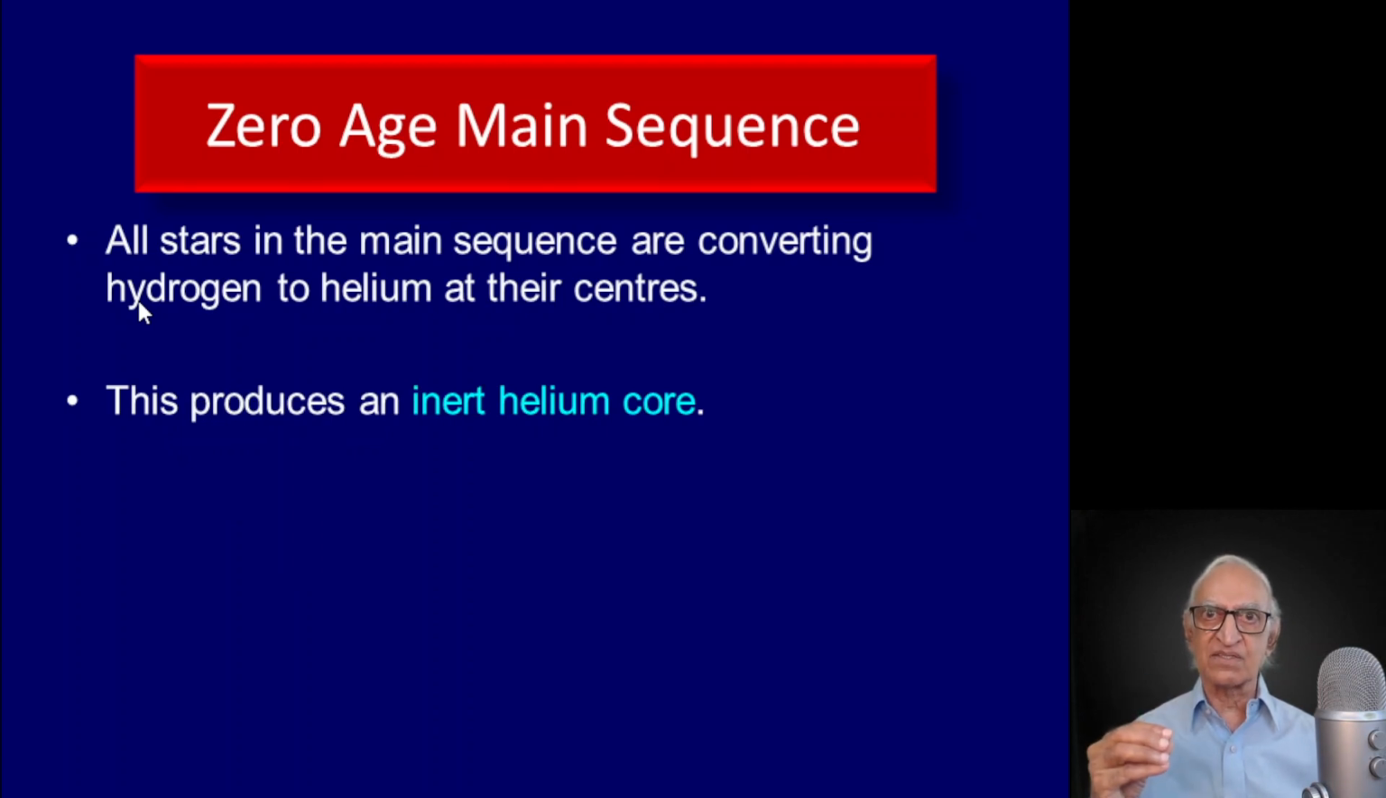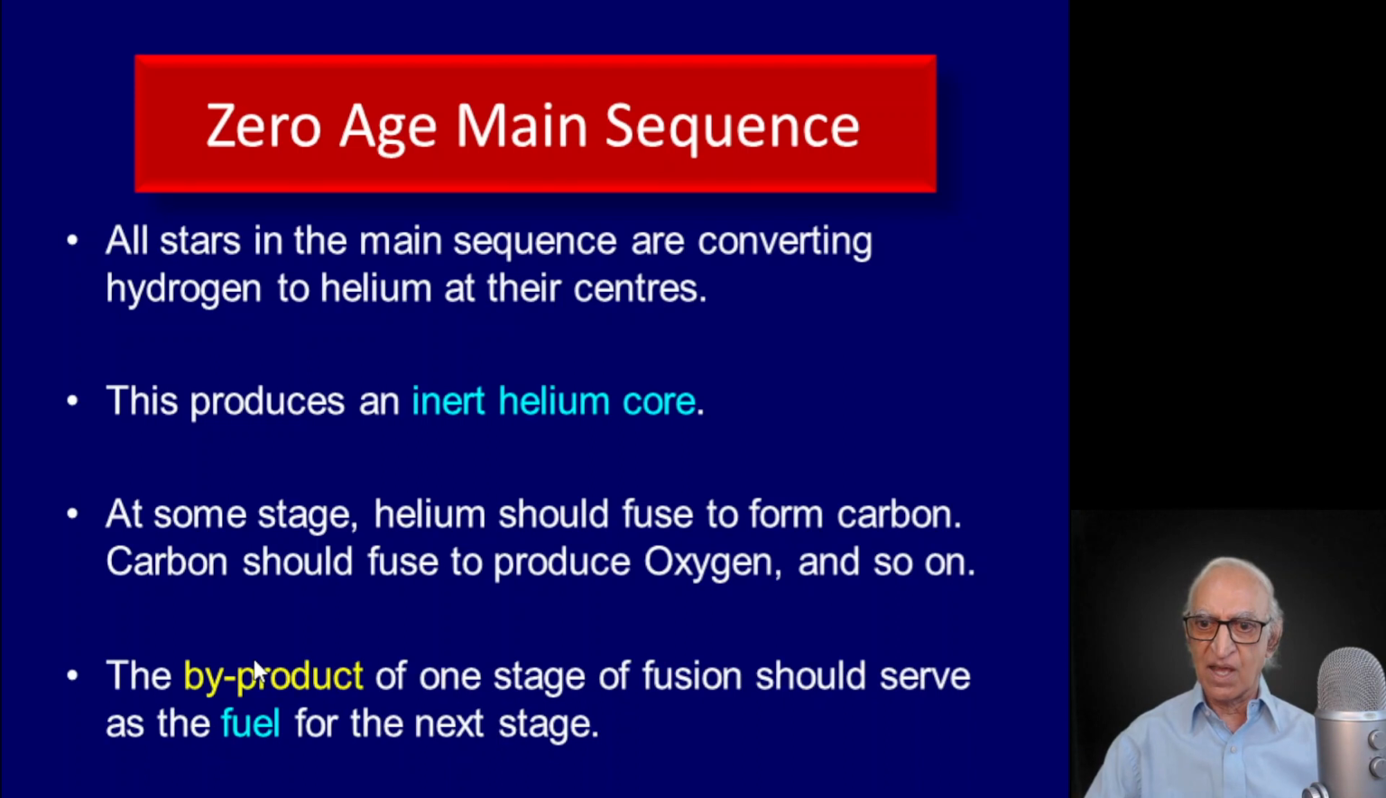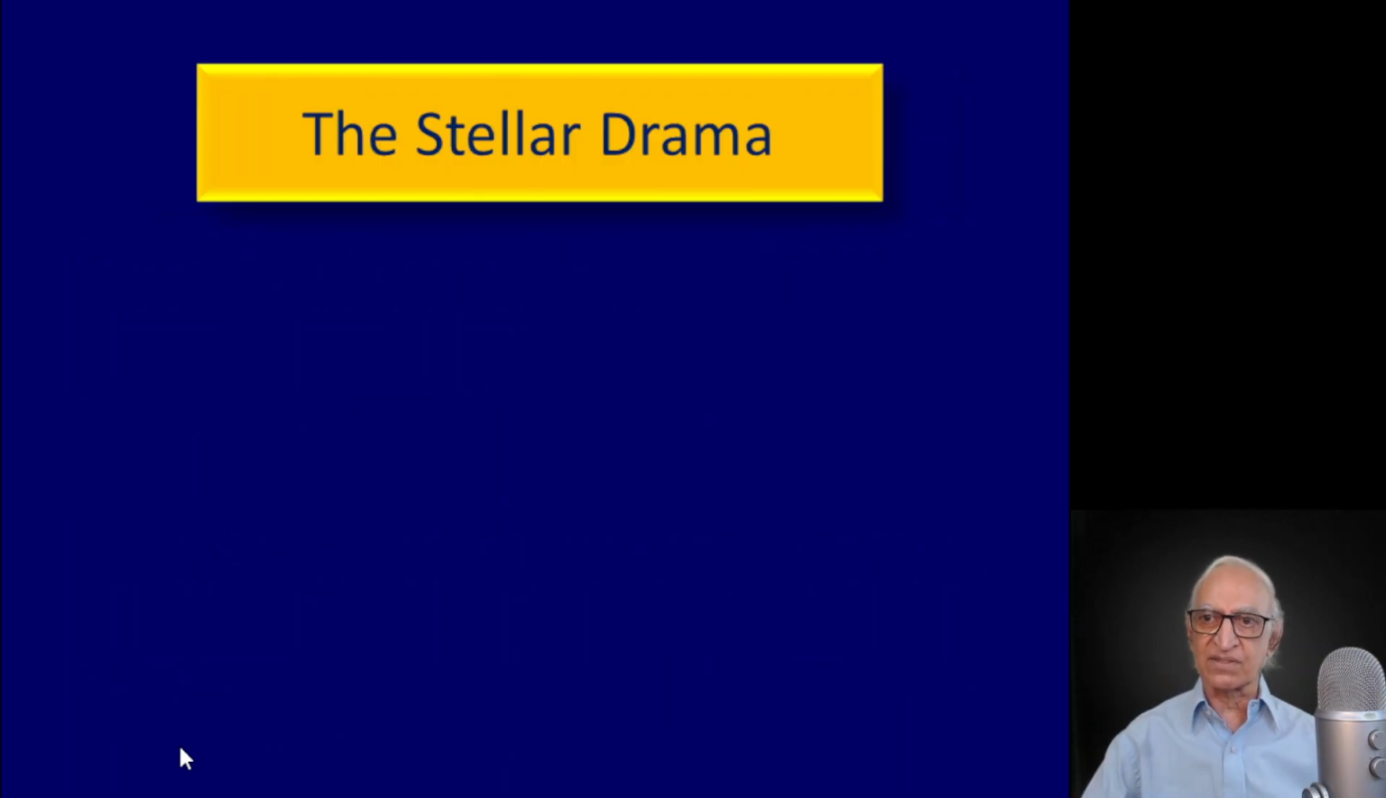Now, the result of this hydrogen fusion, or hydrogen burning as it is loosely called, is a helium core, and I shall argue that the helium core will be inert. In other words, it is not producing energy by fusing helium into heavier elements. At some stage, helium will fuse to form carbon, and then carbon will fuse to form heavier elements and so on. So the idea of the nuclear cycle is that the byproduct of one stage of fusion reaction should serve as the fuel for the next stage of nuclear reactions.